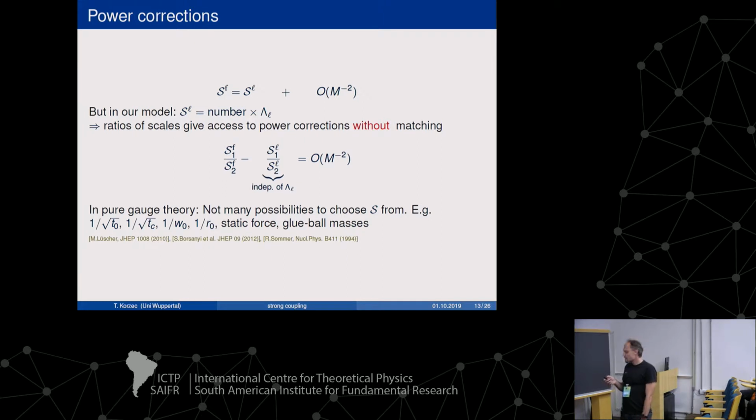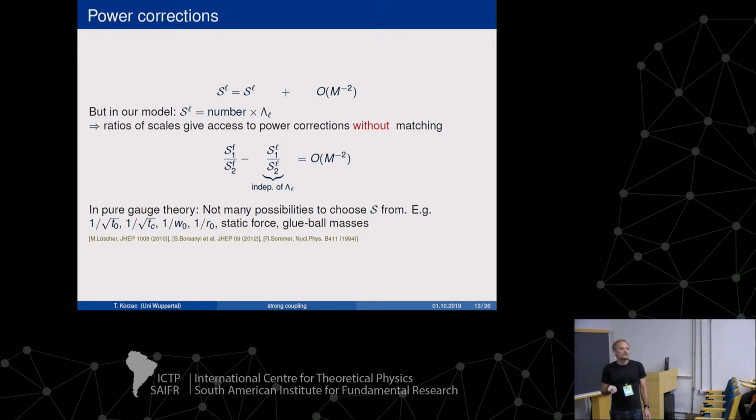So in pure Yang-Mills theory, a dimension 1 quantity like S_L is always proportional to the lambda parameter, because that's the only way a dimension can come into play. And this means that if you form ratios of 2 dimension 1 quantities, this lambda parameter drops out. So this thing has no lambda parameter in it and does not depend on the matching. So without doing any matching, you can directly compare ratios in fundamental and effective theory, and they should be equal up to these order m to the minus 2 effects.